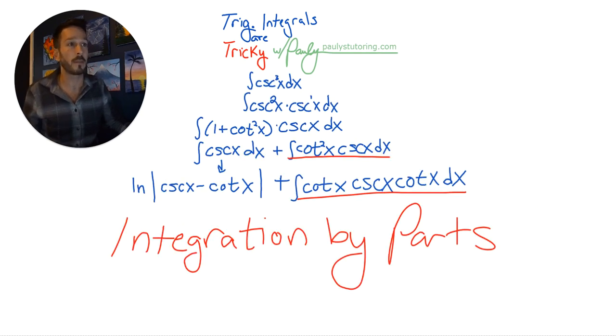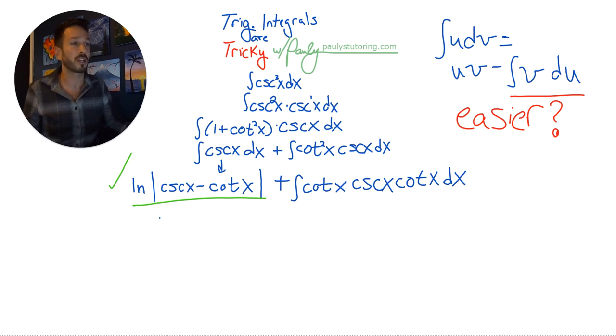This is integration by parts. Here we have the integration by parts formula in the top right. We have the integral of u dv equals uv minus the integral of v du. Whatever the integral of v du is, that has to be easier. There must be some benefit compared to the integral that we have currently, which is cotangent squared times cosecant. So we have to have some benefit there with the integral of v du.